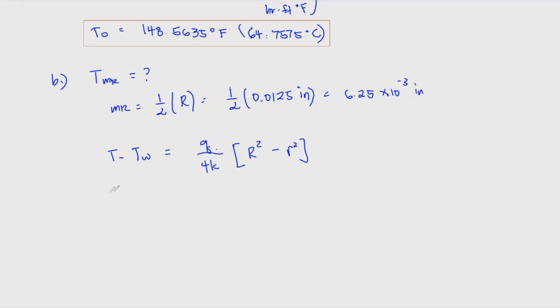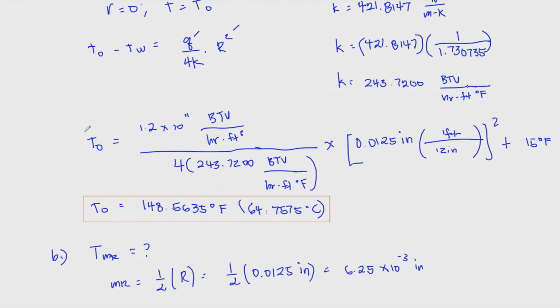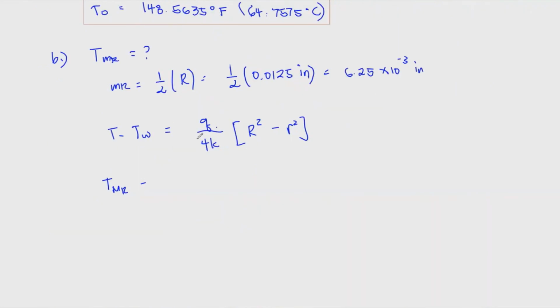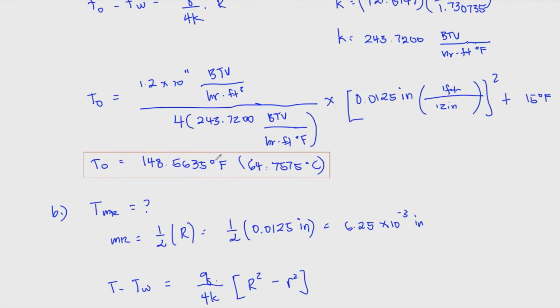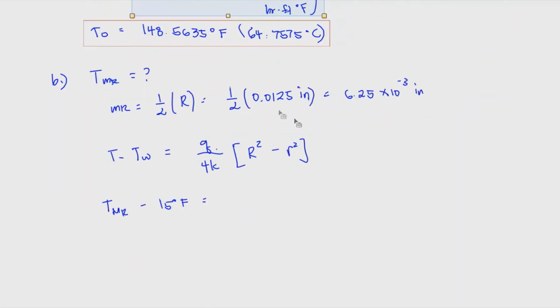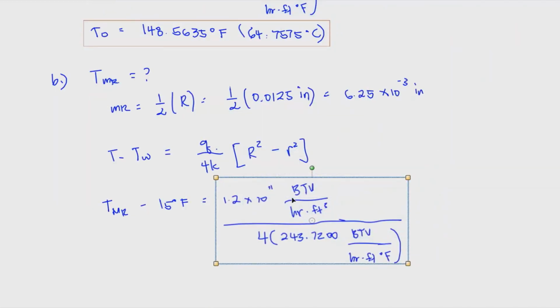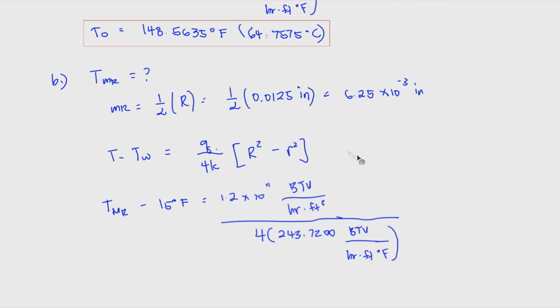So to be able to find the TMR, we get TMR minus our surrounding temperature, that is 15 degrees Fahrenheit, equal to our Q over 4K. We've already written that, so let me just take a snapshot here and won't be writing it again. So we have something like this.